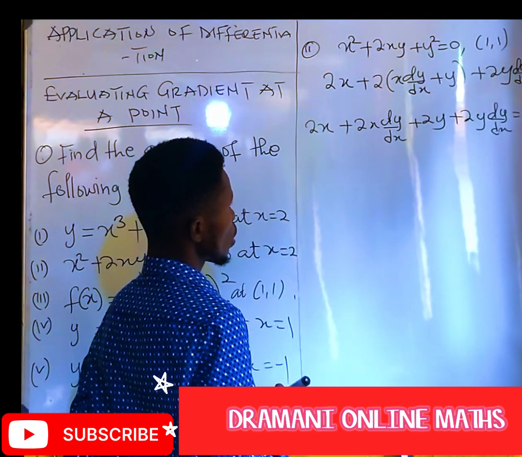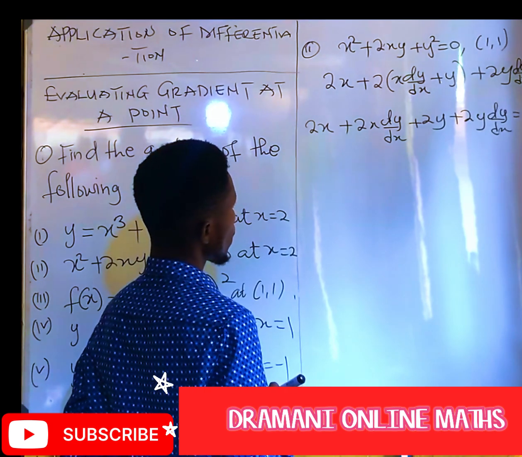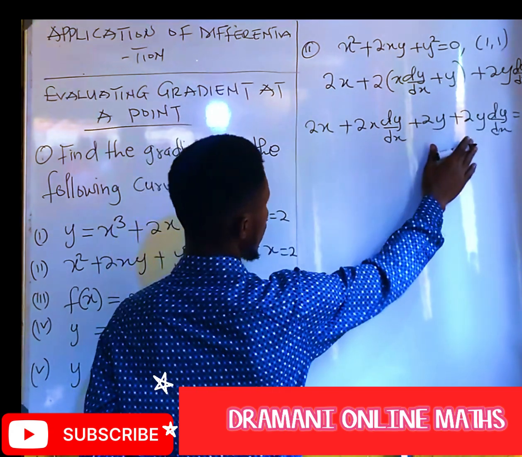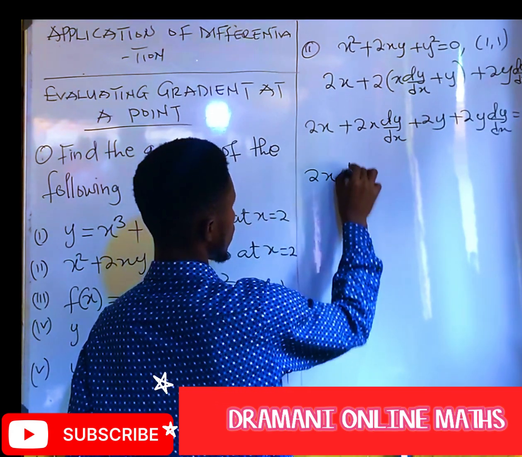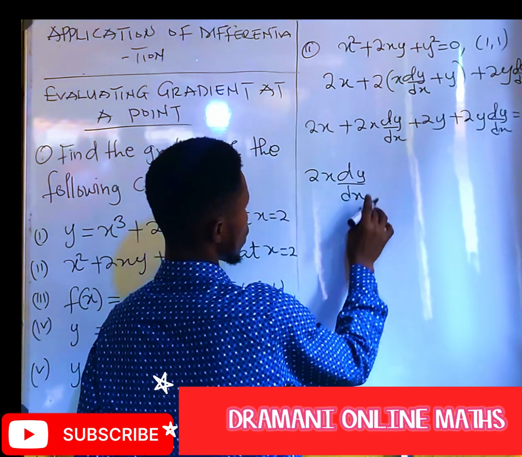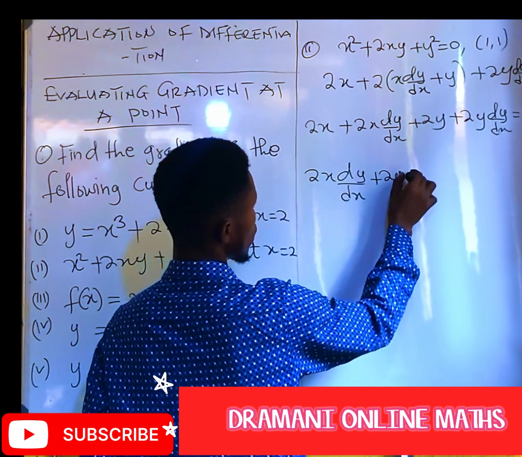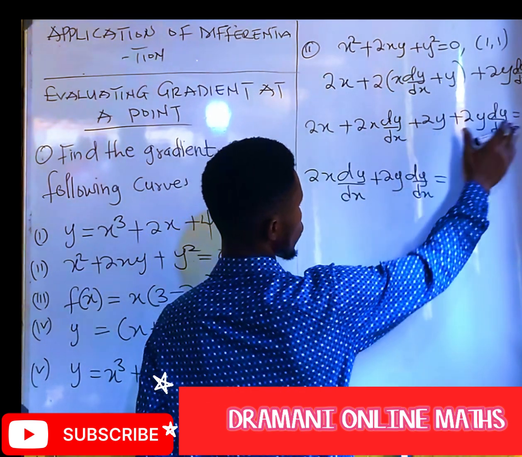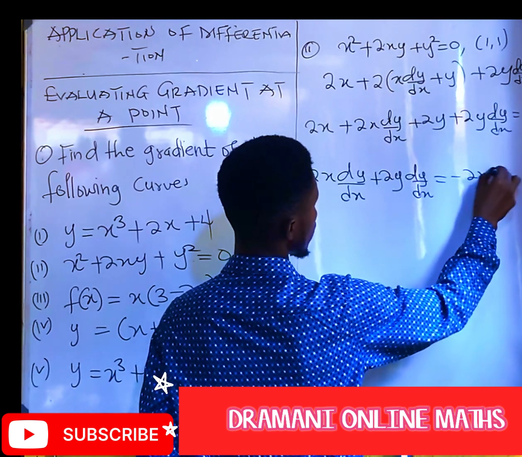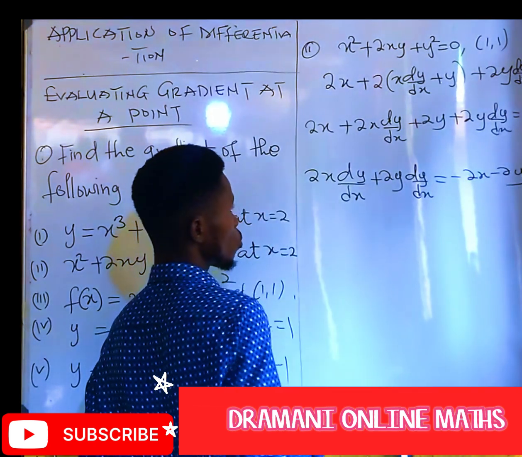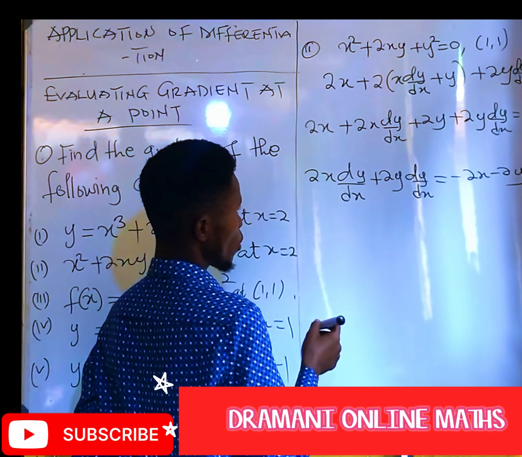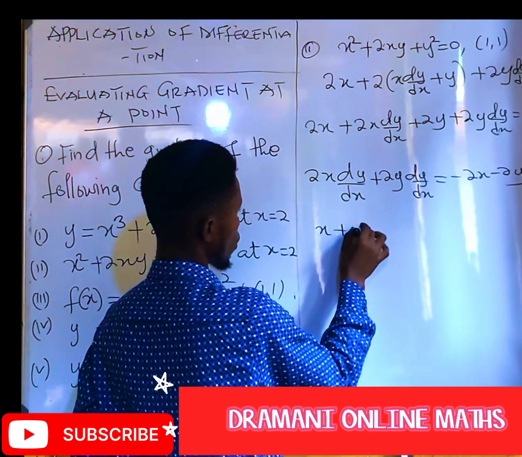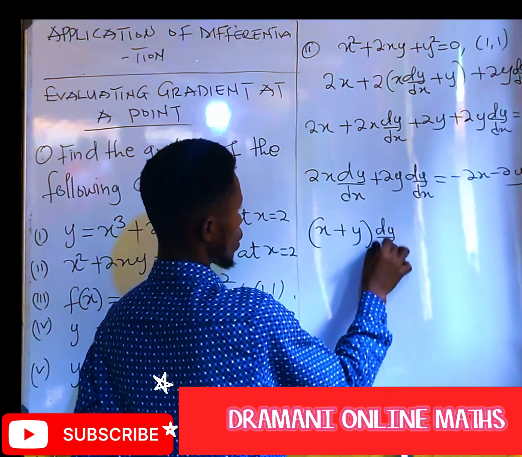For this, you are going to have this and this. I can group it together to have 2x dy dx plus 2y dy dx equals, so this and this, the additive inverse of it when you bring it over, you have negative 2x negative 2y. If you divide through by the 2, it will go away, leaving x plus y dy dx. Is that okay?